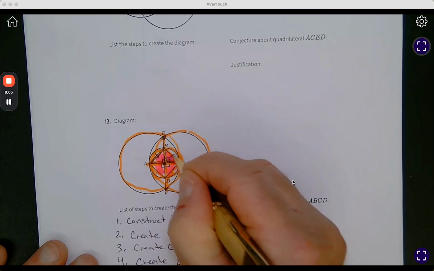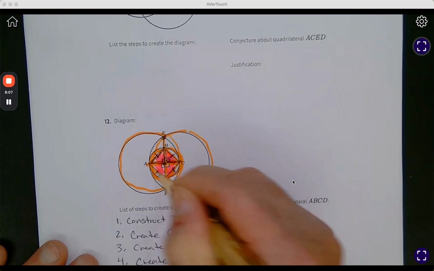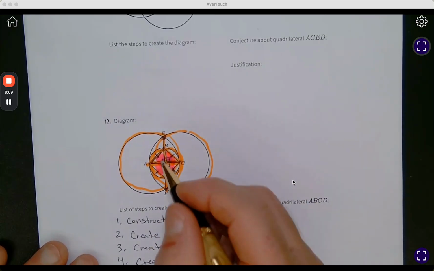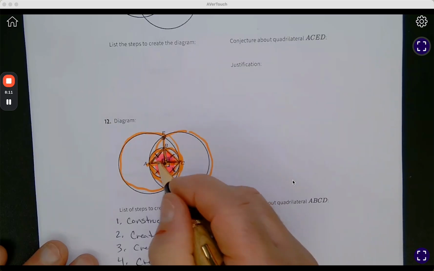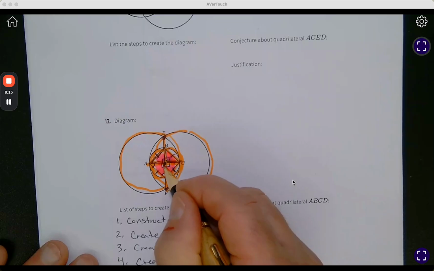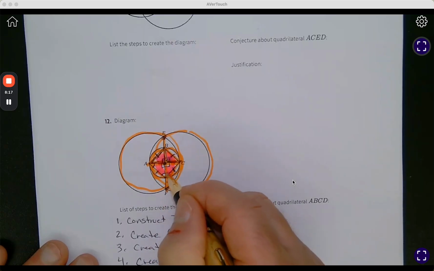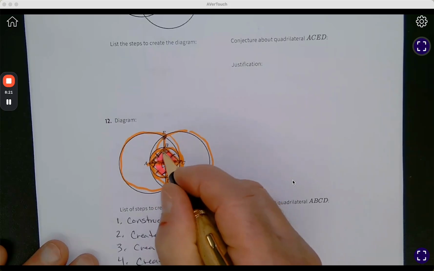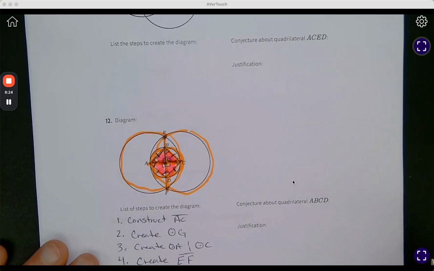So that side's congruent to that side, is congruent to that side, is congruent to that side. It also, because these are congruent sides, it means these angles must be congruent. And so since that's 90, those are both 45. So 45 and 45 make 90 degrees here, 90 degrees here, 90 degrees there, and 90 degrees there. So it definitely is a square.